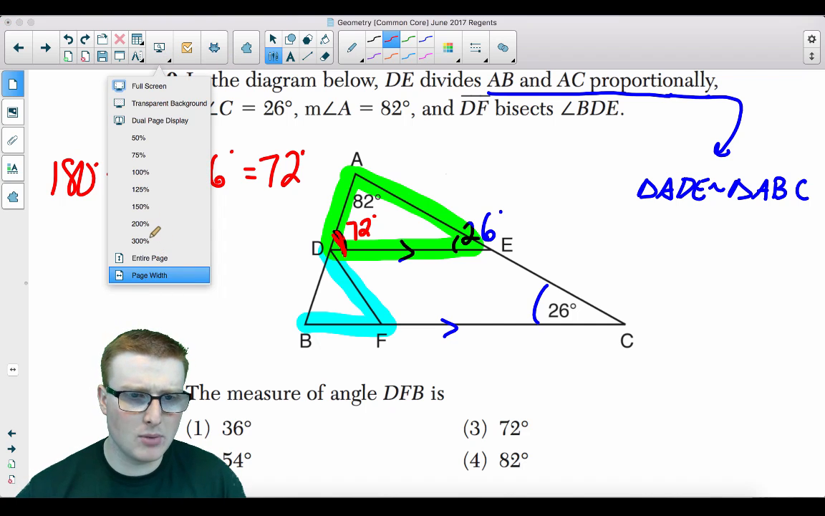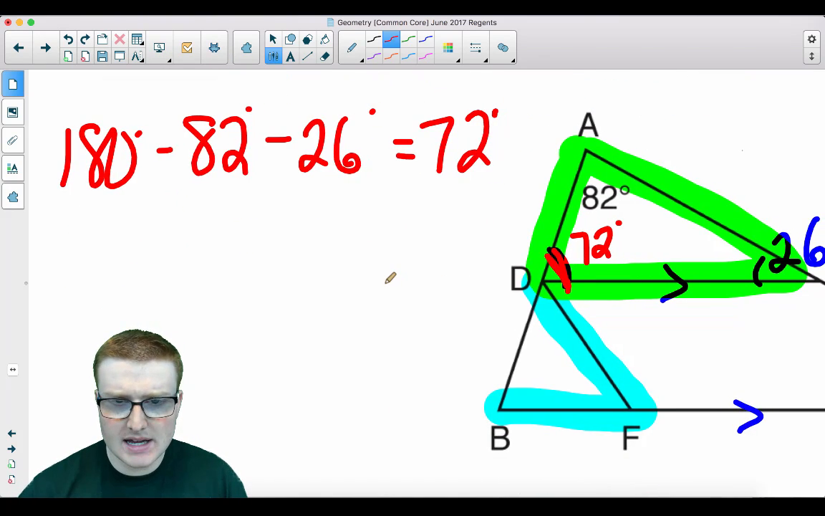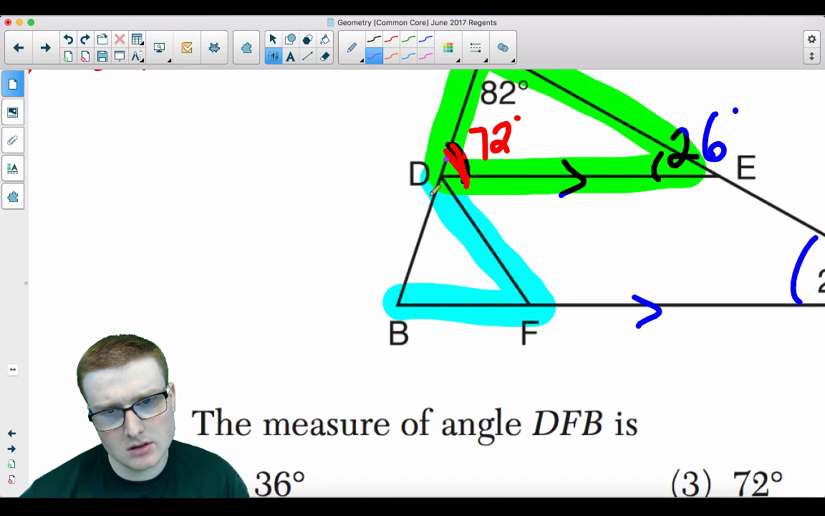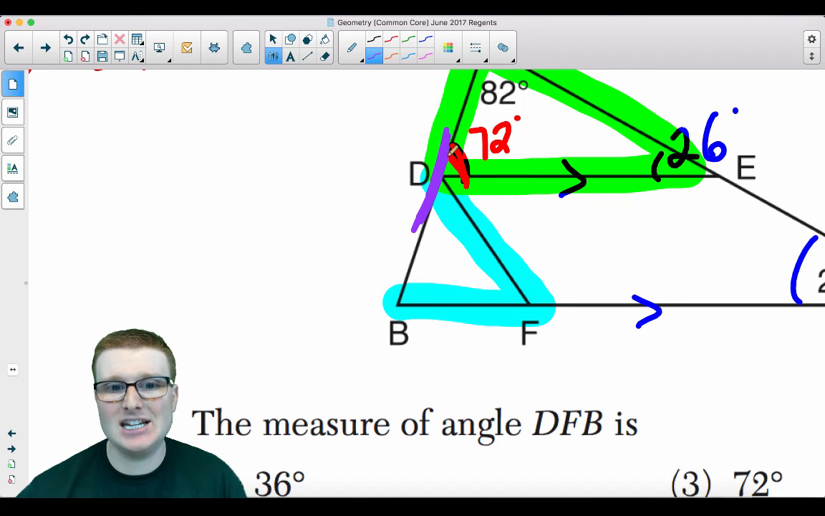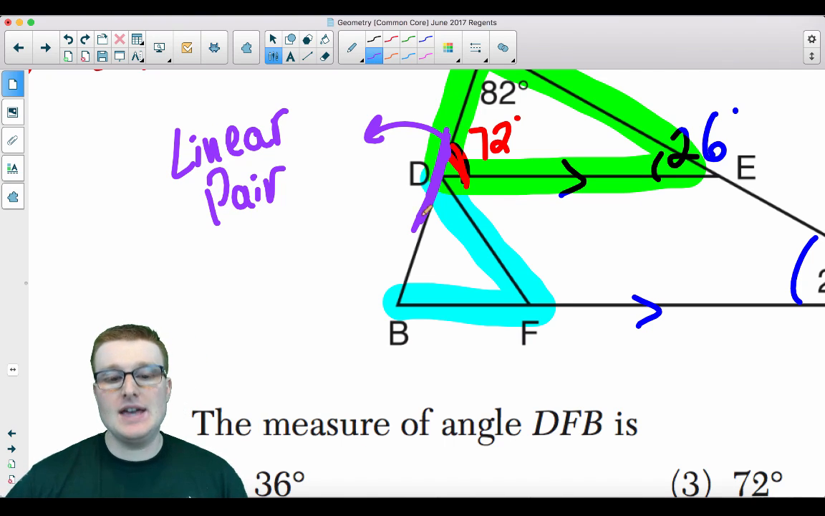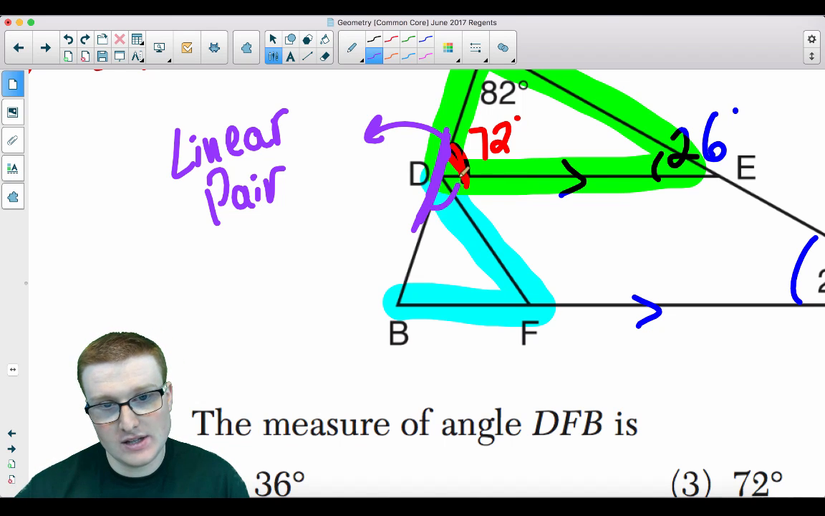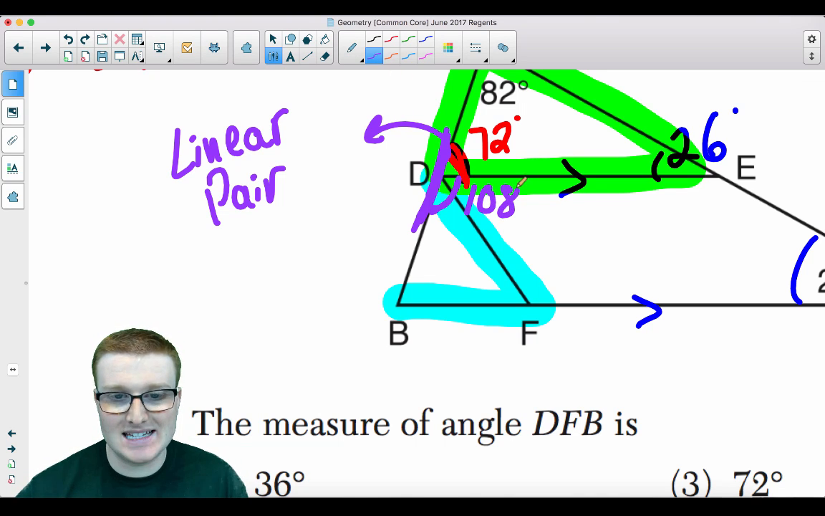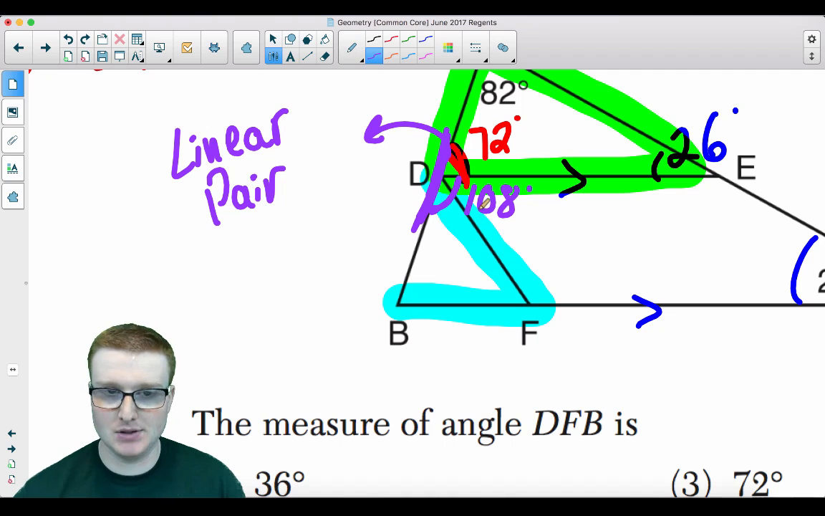So now what we got to do is we got to look a little closer. We got to zoom in our eyeballs way over here. What is this, folks? That is a linear pair, meaning that this is a straight line equaling 180 degrees. So if we solve for the angle next to the 72, this means that this angle over here is going to be 108 degrees. Pretty simple so far?